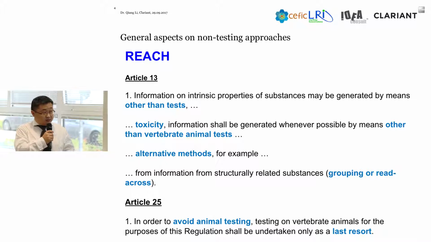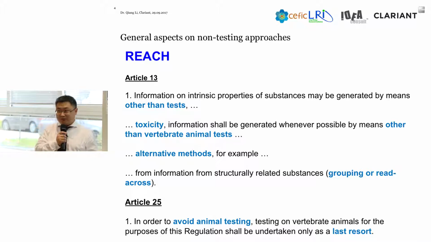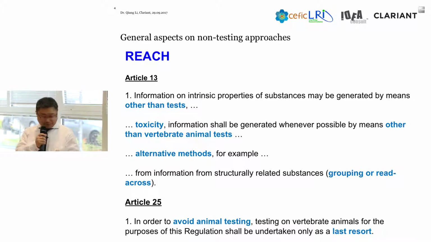And in addition, in Article 25, it's described that in order to avoid animal testing, the testing on vertebrate animals for the purpose of this REACH regulation shall be undertaken only as a last resort. So actually, ECHA encourages us to use non-animal testing approaches.